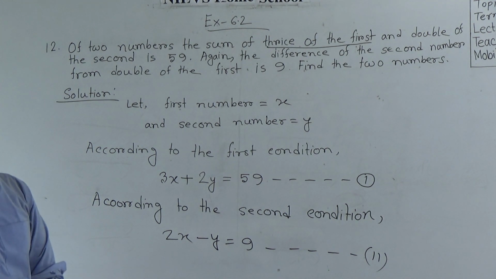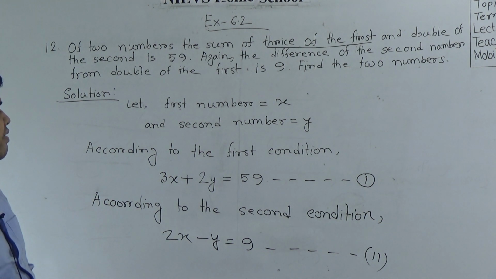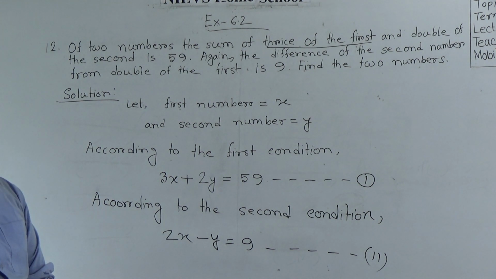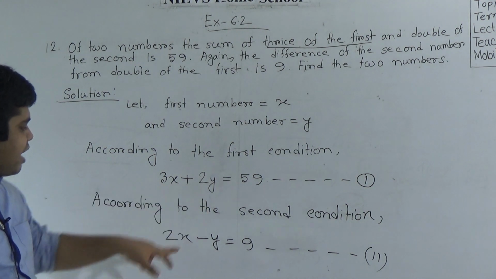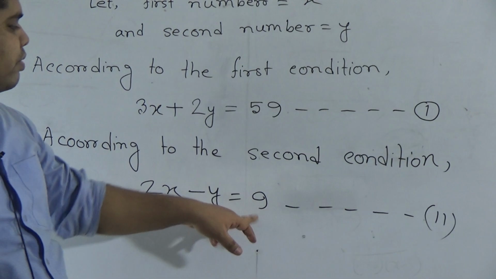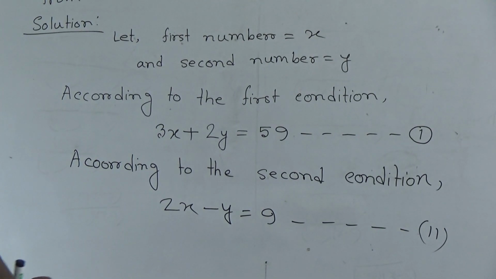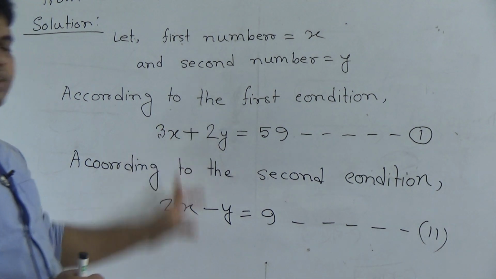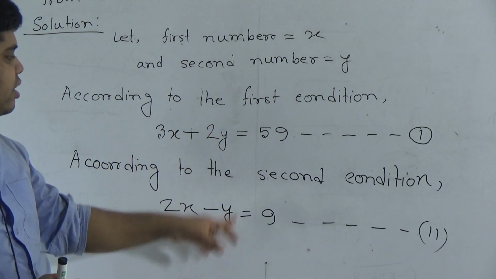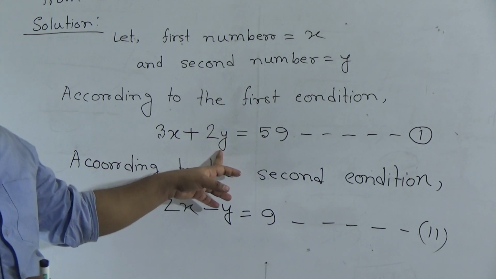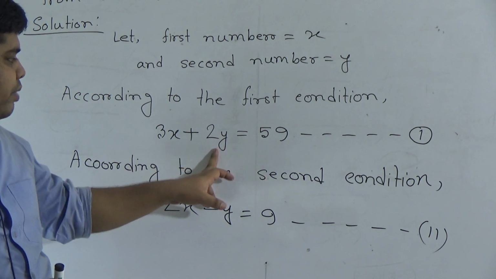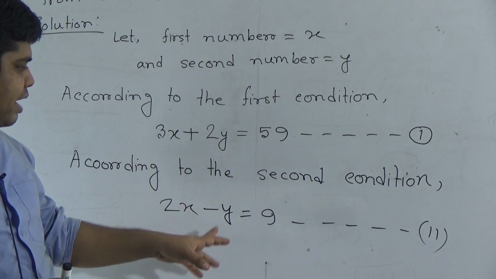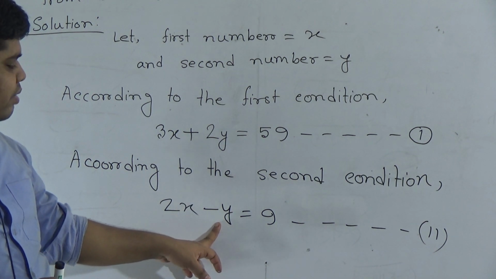You can use any of them, but here I use elimination method because it seems easier than substitution method. Okay, I hope you have understood. Here you notice 3x plus twice y. Here you notice twice x minus y equal to 9. In elimination method, we make the terms y or x equal. Here twice y, here y. So we make the y term equal. But if we multiply this equation by 1, then we get twice y. If we multiply this equation by 2, then we get twice y.